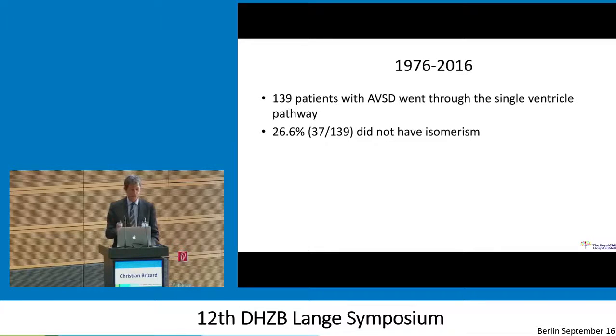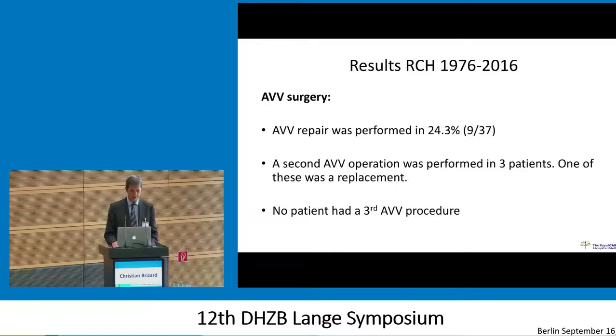For the purpose of this meeting, we have reviewed our patients from 1976 to 2016, 30 years. So we have 139 patients with AV septal defect who went through the single ventricular pathway. We've excluded all the isomeric patients, so that's 37 patients remaining. An AV valve surgery was performed in 9 patients out of the 37. A second AV valve operation was performed in 3 patients, and one of these 3 was a replacement, and no patient had a third AV valve procedure.